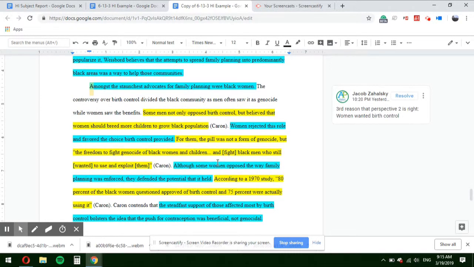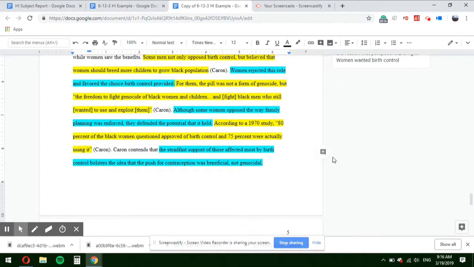For them, the pill was not a form of genocide, but the freedom to fight genocide of Black women and children, and fight Black men who still wanted to use and exploit them. And again, the student analyzes this, that although some women opposed the way family planning was enforced, they defended the potential that it had. So again, relating all this evidence to the fact that women support this, reminding the reader that this evidence proves that women supported family planning and didn't see it as a genocide.